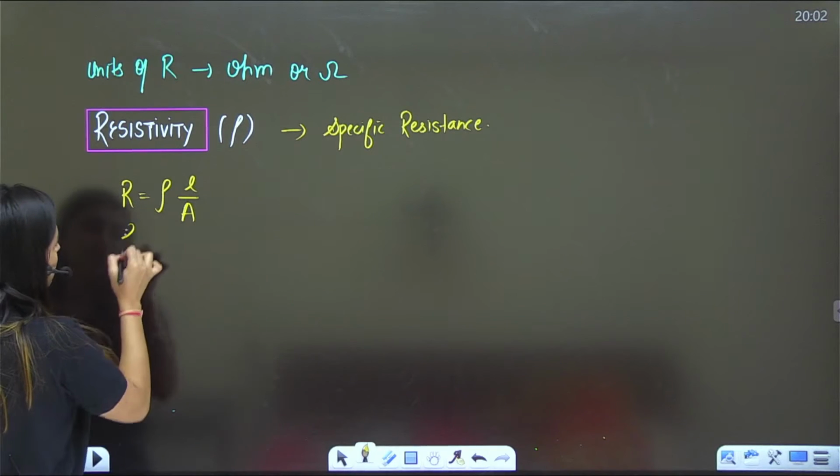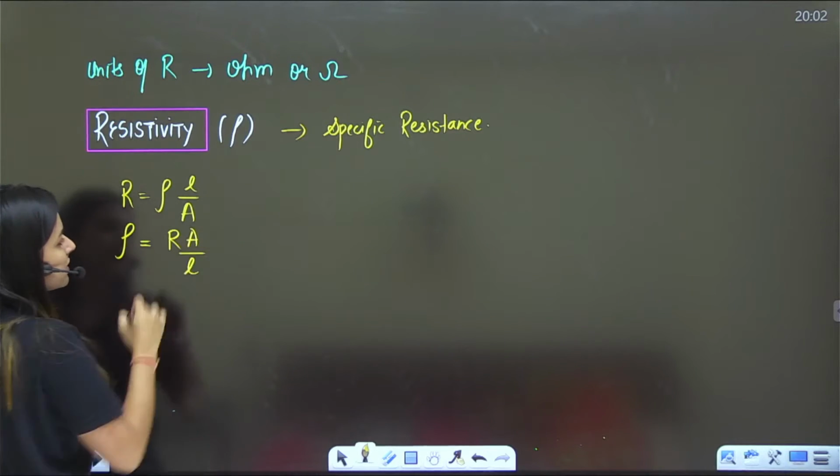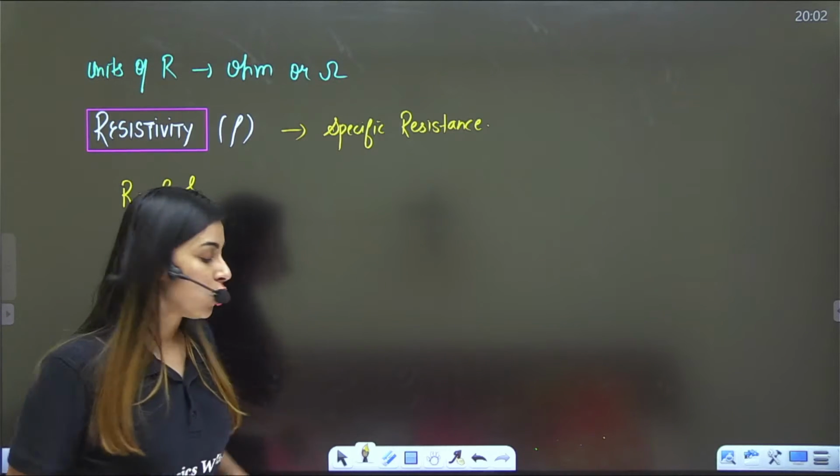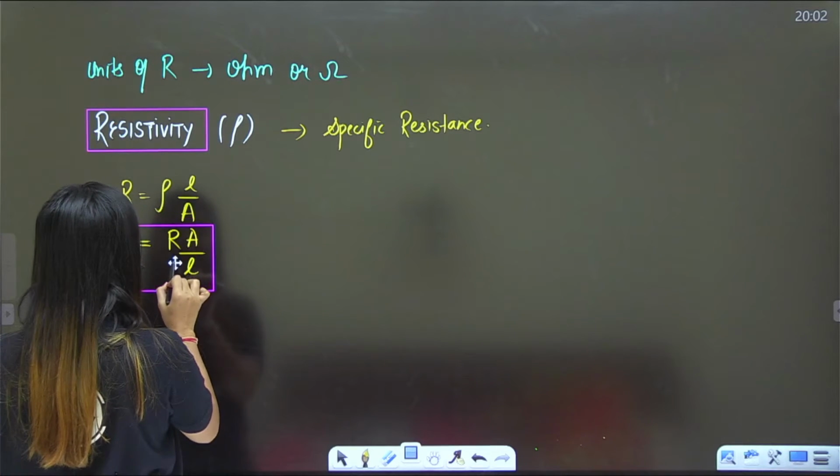Yes, ma'am. Just cross multiply it. This would be equal to RA upon L. This is RA upon L. So this is the expression for resistivity.